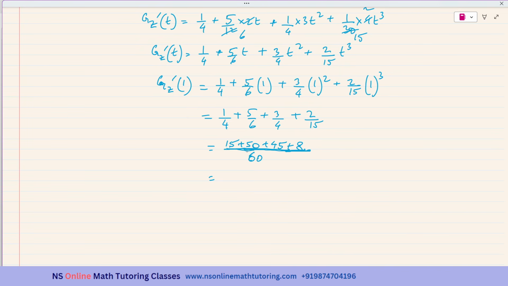So this will be equal to 50 plus 45 is 95. So 95 and 15 and 8 is 23. So it is 118, or equal to 59 over 30. Okay.